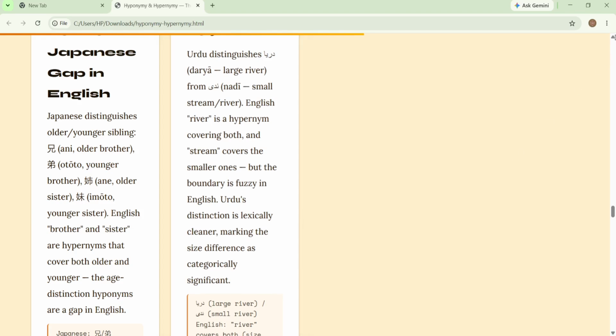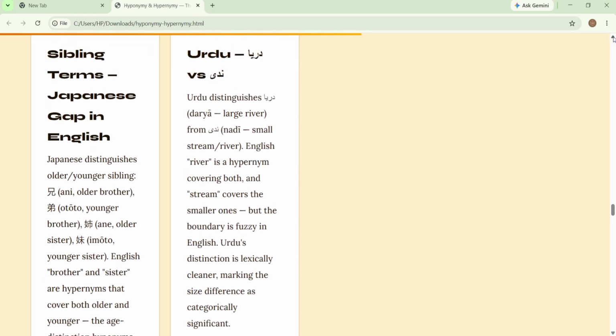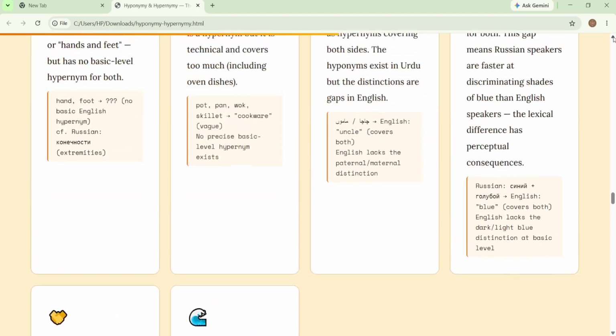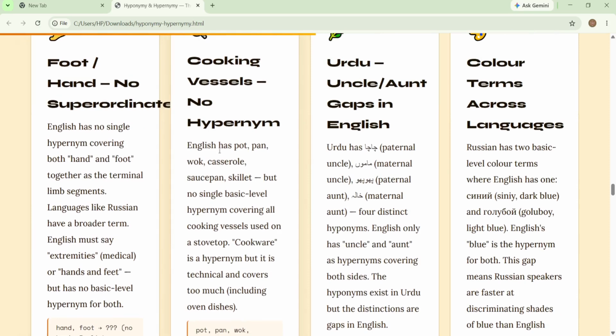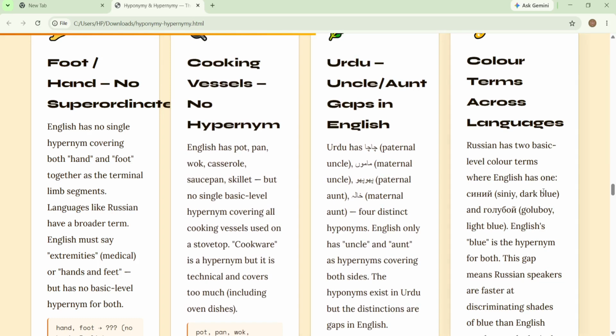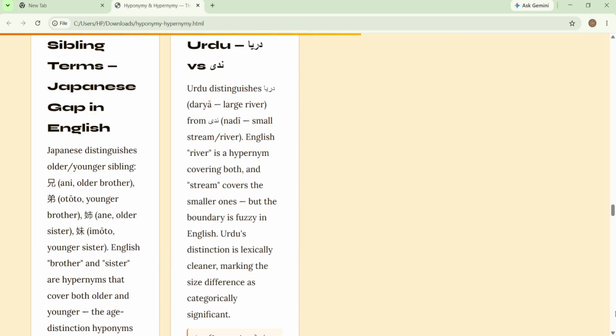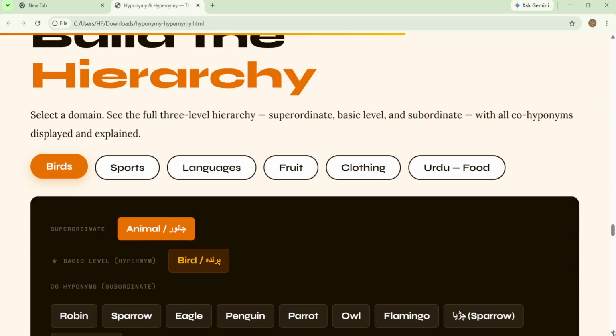So this shows the gaps, like this one that is available in Japanese but not in English. Another one is for word usage. Then the gap on hand and foot, available in Russian but not in English. Cooking vessel, no specific term, no general term. Then Urdu's uncle and aunt, a gap in English. And color terms, a gap in English, Russian has it.